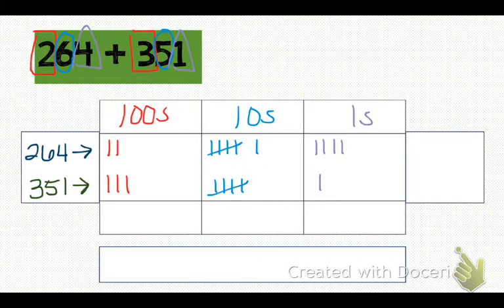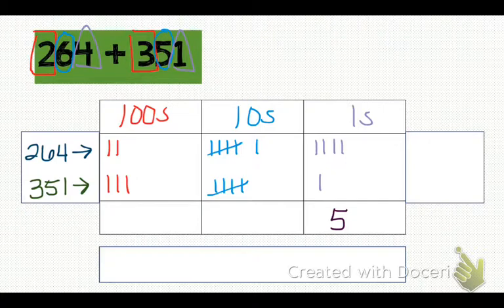Now, when we add, we always start with the numbers in the ones place. And why is that? Because once we get to having 10 in one place value, we need to move over to the next place value. So let's take a look at our ones. Altogether, how many ones do we have? We have 1, 2, 3, 4, 5. So I'm going to write the 5 here.